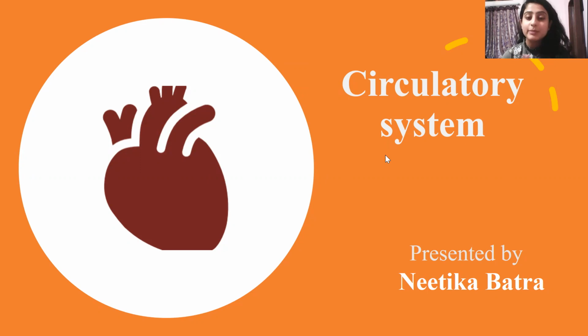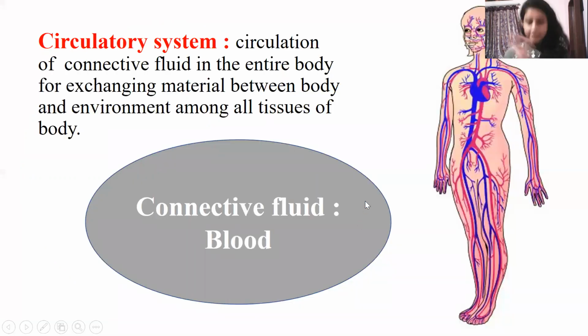So, what comes to your mind when you hear the word circulatory system? Definitely, it is a system that involves circulation of something inside the body. Let's see what it is. The circulating fluid is the connective tissue blood. Yes, blood is what circulates in your body, as you can see in the diagram, from head to toe.